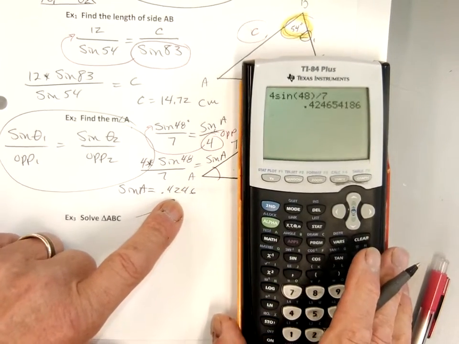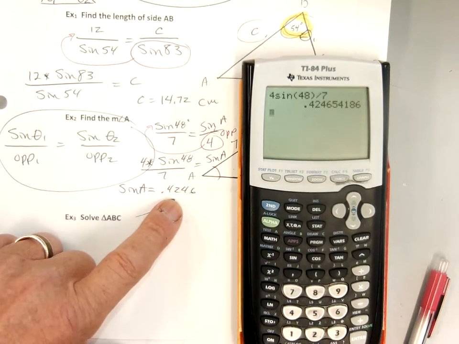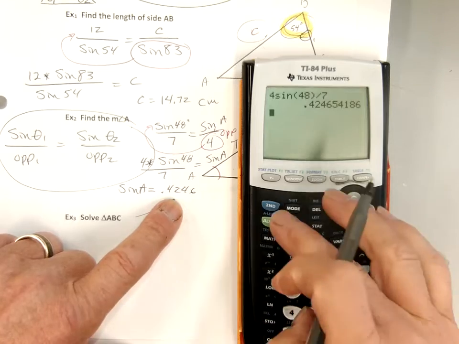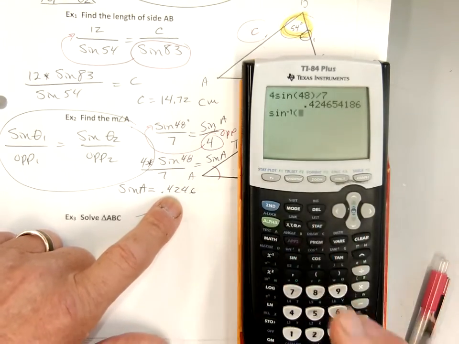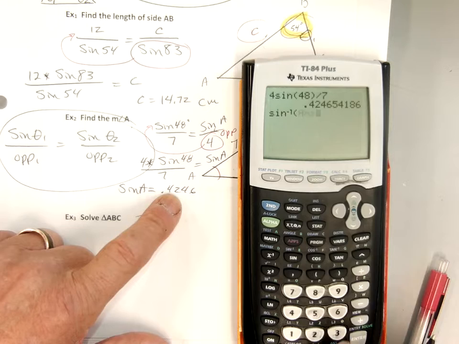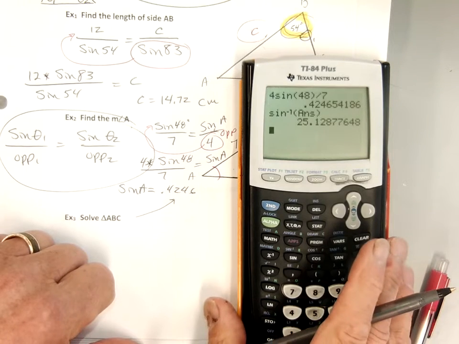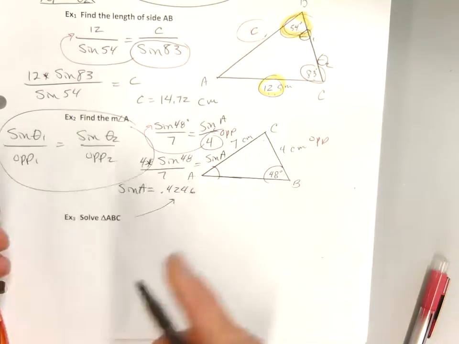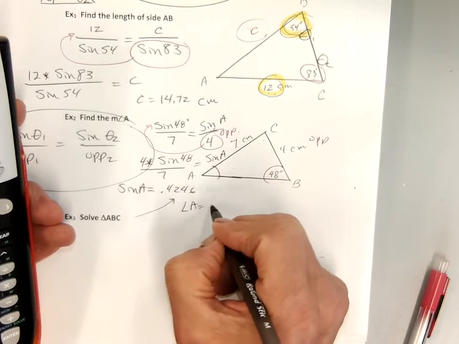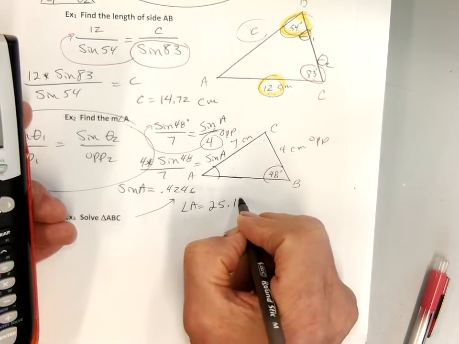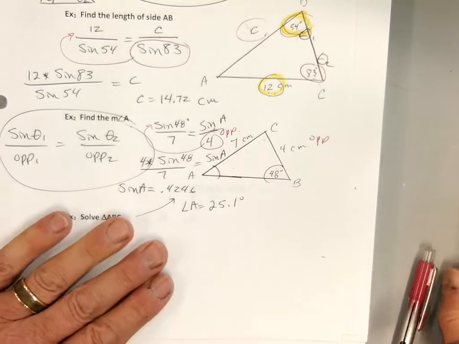So what I do, if I want to find the angle, we've learned this before, I learned this yesterday and the day before, we take the sine inverse. If we want the angle, it's sine inverse of that answer, right? If I want the angle, it's always the inverse button, and I get about a 25.1 degree angle. So angle A is about 25.1 degrees. Okay, how am I doing?